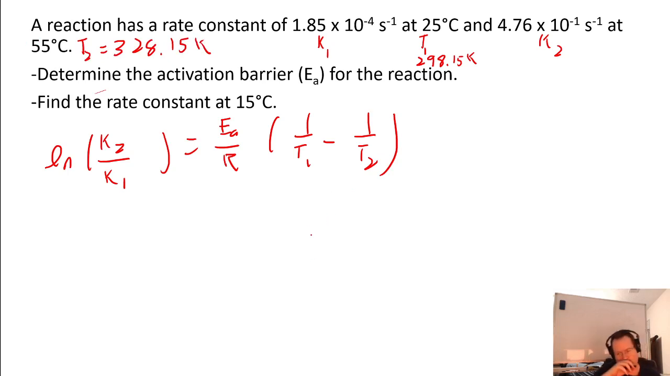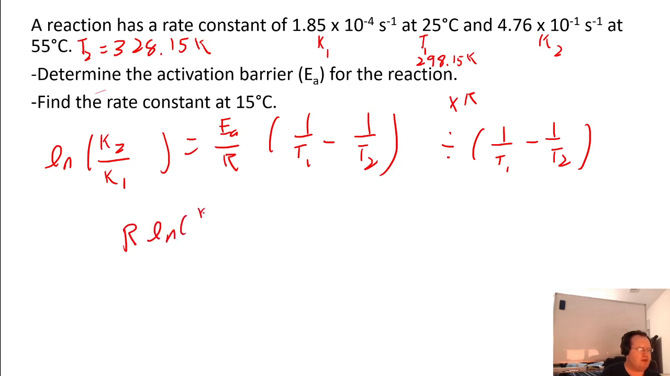So now, at this point, you can either plug all the numbers in, or you can rearrange the equation first. In this instance, I'm going to rearrange it first, but if you like plugging numbers in first, that works okay here. I need to do two things. I need to multiply both sides by R, and I'm going to divide by the whole thing, 1 over T1 minus 1 over T2. I'm doing that to get EA by itself so I can solve for the activation barrier. So when I do both of those things, I will get R times the natural log of K2 over K1, divided by 1 over T1 minus 1 over T2, is equal to our activation barrier.